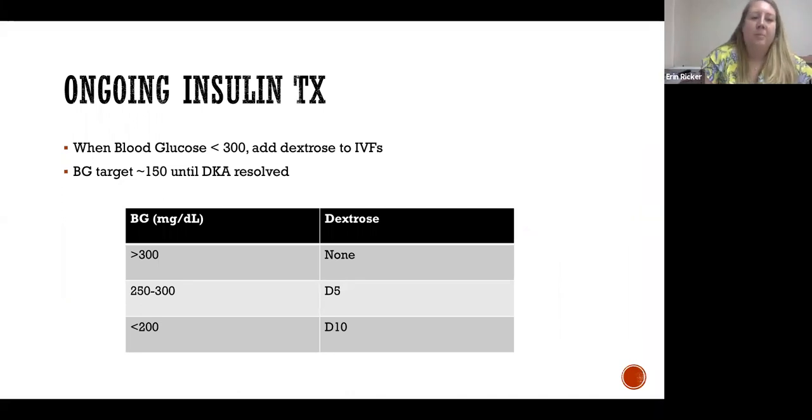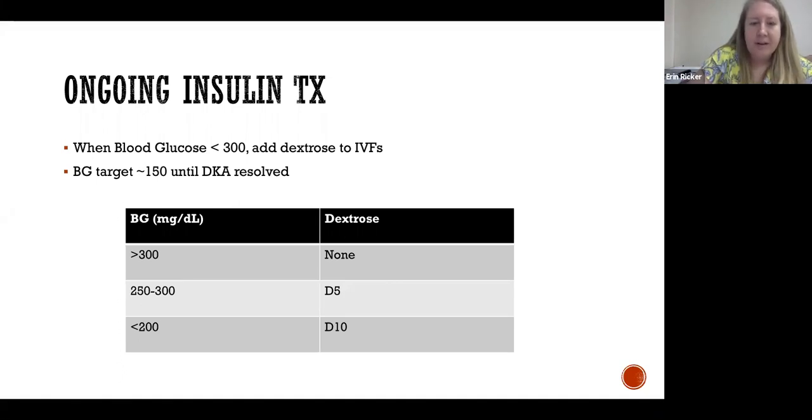So as we lower our blood glucose, we might need to add some sugar. Typically once your blood glucose ends up in the 250 to 300 range, you can switch to D5. And once it's less than 200, you'll be on D10. And your blood glucose target is about 150 until your DKA is resolved.